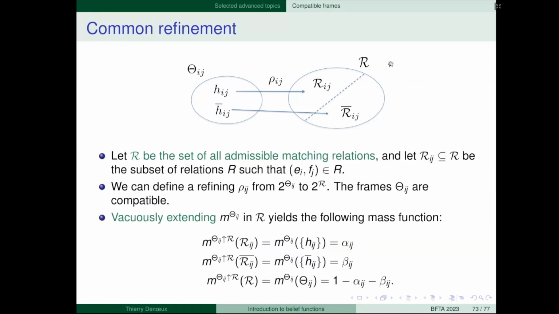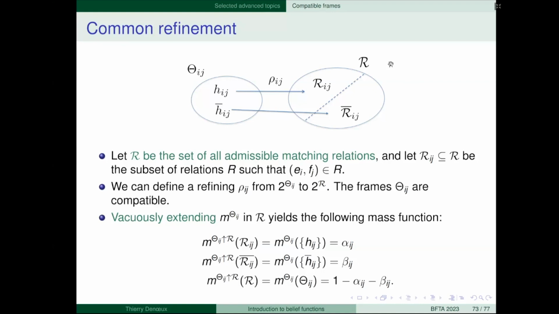So here I compute the vacuous extension. It's very, very simple. Now the mass on Rij is the mass that was assigned to Hij, which I denote here by alpha ij. The mass on Rij bar is the mass that was assigned to Hij bar. And the mass on the whole set, curly R, is the mass that was assigned to theta ij.